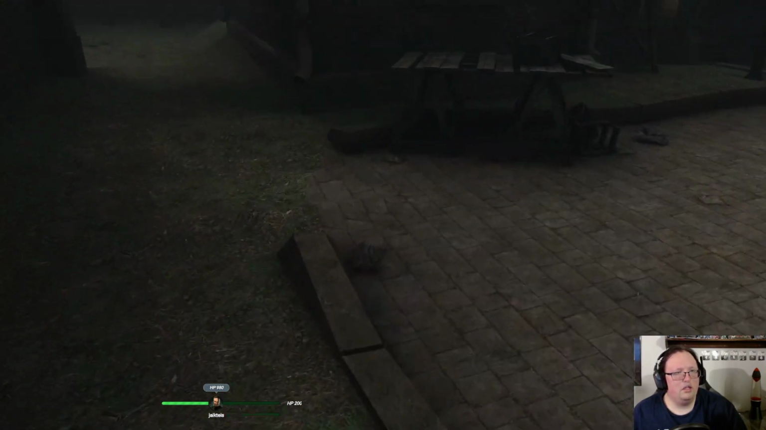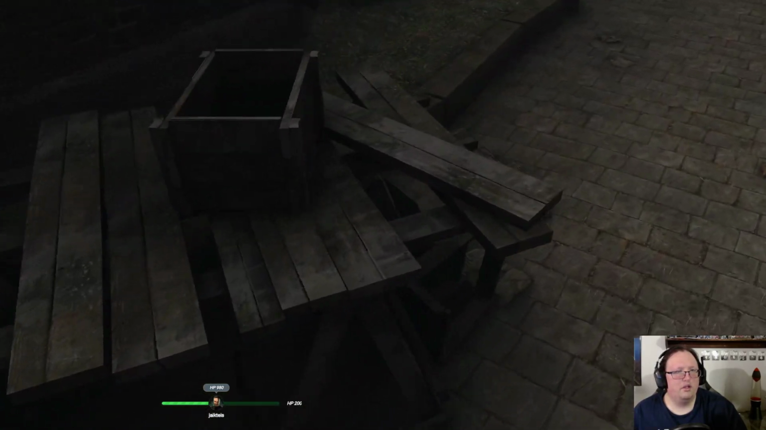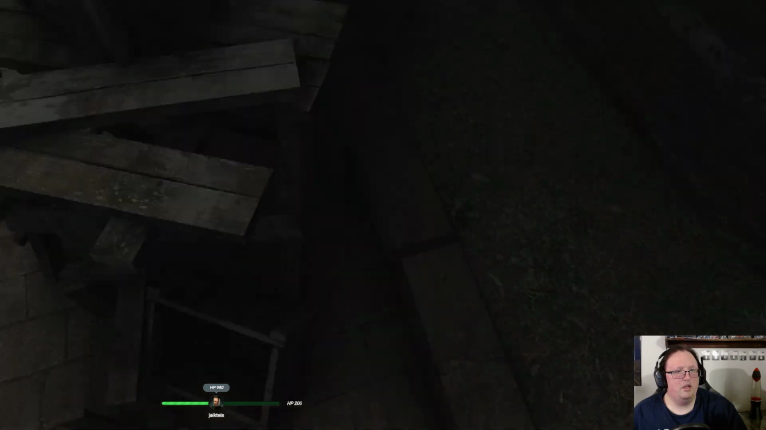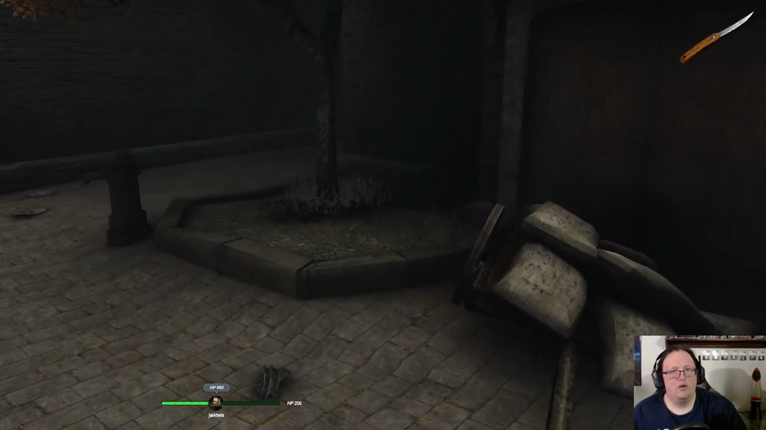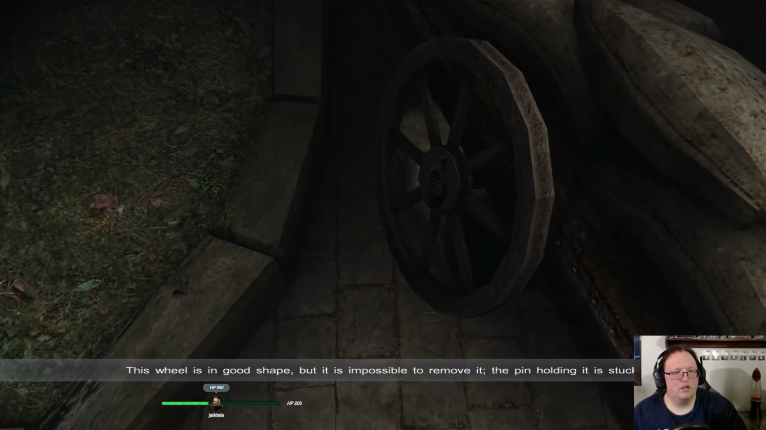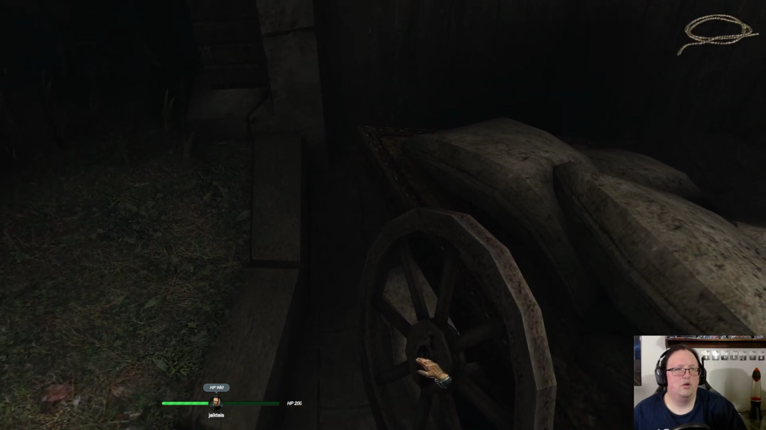I need something to get the pin. If I try and use the knife, I can't do that. This wheel is in good shape.